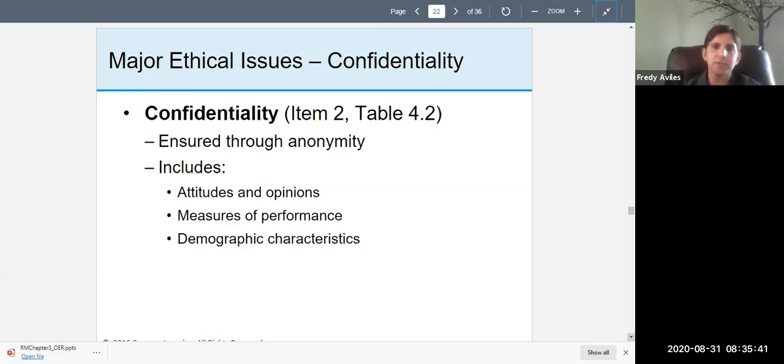Now, if you're doing medical research, then there might be other things that could be collected, like medical information, things about their medical history, or maybe even their blood pressure, or if they suffer from certain things. And even all that stuff needs to be kept confidential.